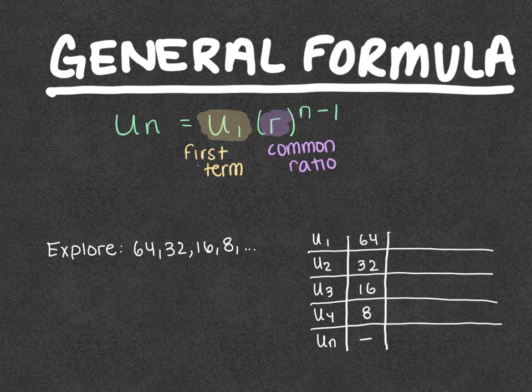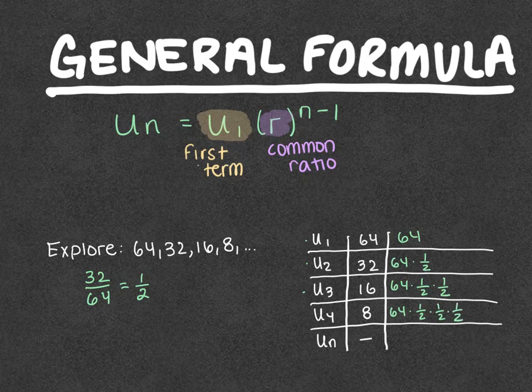Over here, we've got u1, u2, u3 listed out in a table with the values that we were given. To find our common ratio, we take 32 divided by 64, which gave us 1/2. It was the same one we did earlier. So if we're putting this in a table, 64 is our starting point. To get 32, we did 64 times 1/2. To get 16, we took the previous term, which was 64 times 1/2, times another 1/2. And then to get our fourth term, we multiplied yet another 1/2.